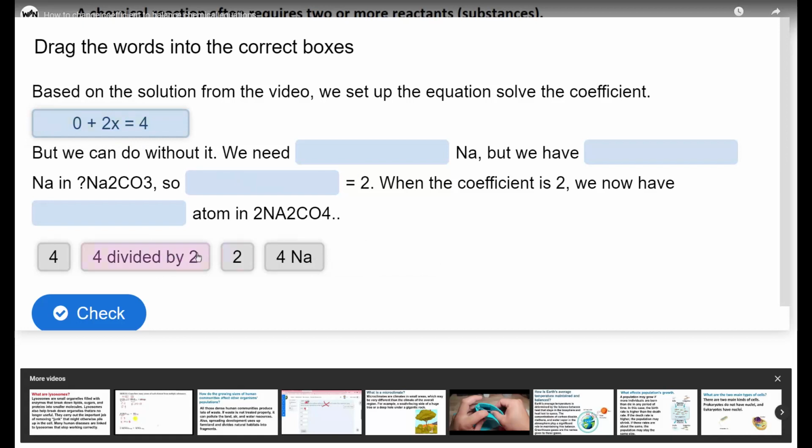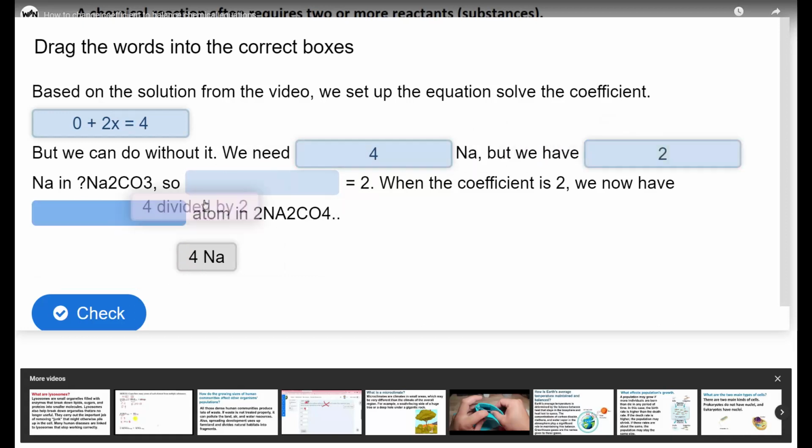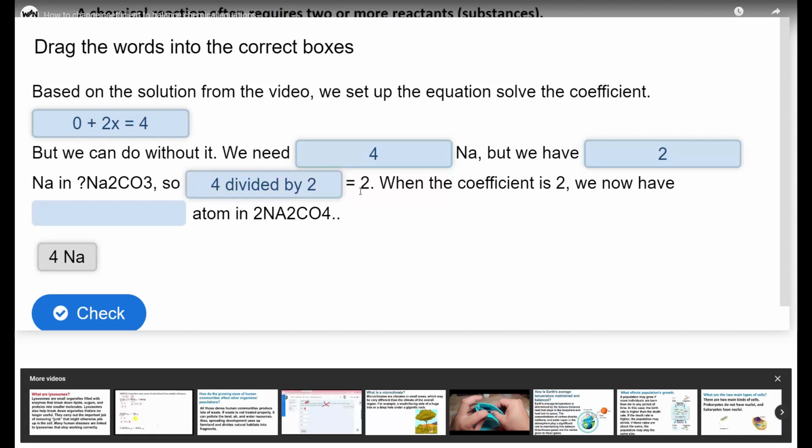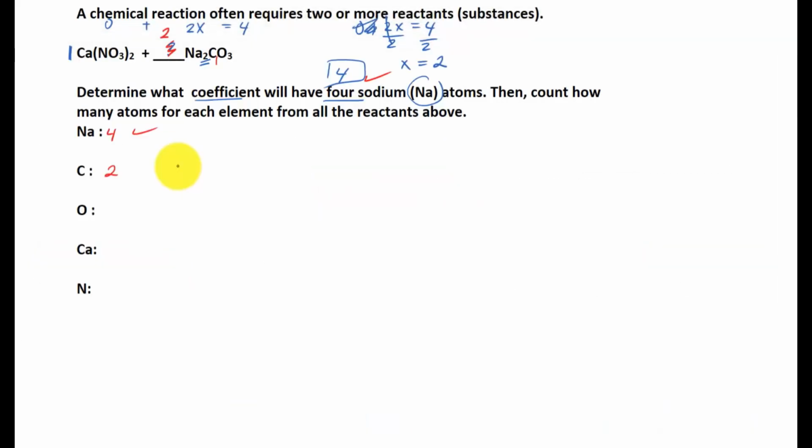We need a total of 4 sodium, but we have 2 in here, okay? So 4 divided by 2 gives you 2. The coefficient is 2. Now we have 4. Now we have 4 sodium. There you go. Very good. Any question? One last one.